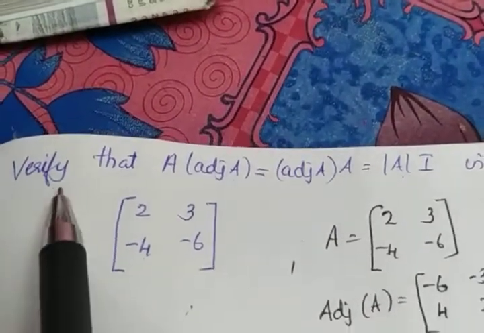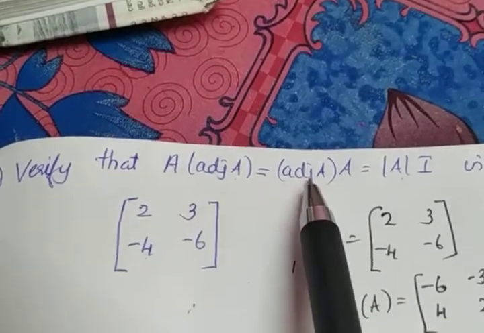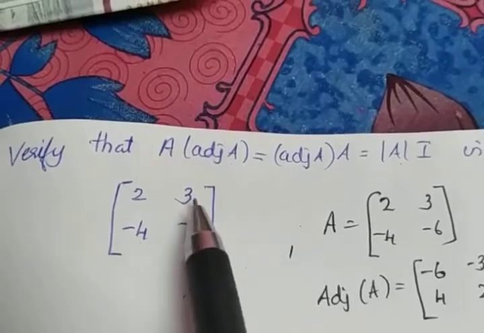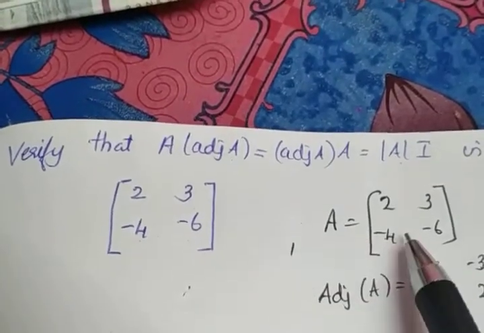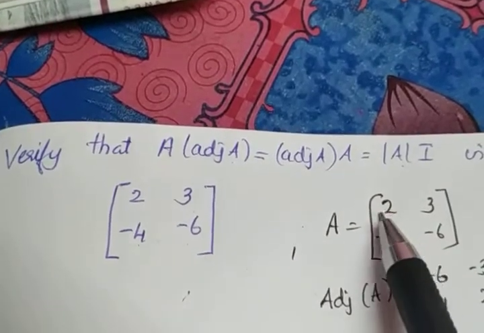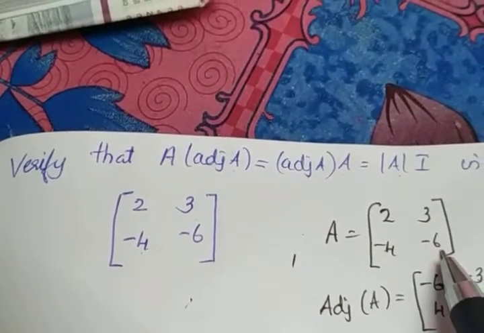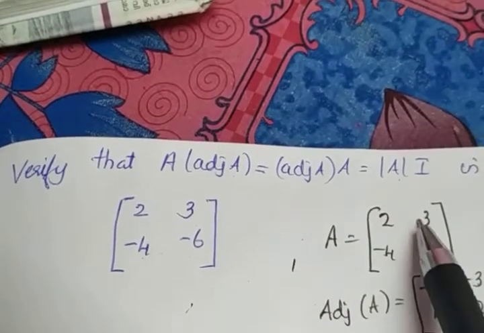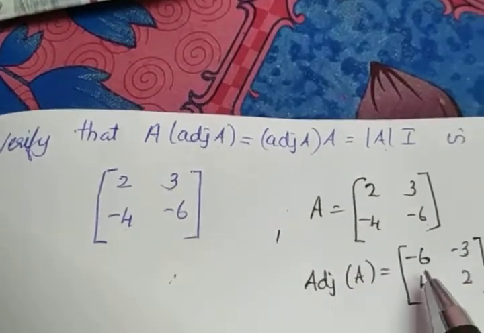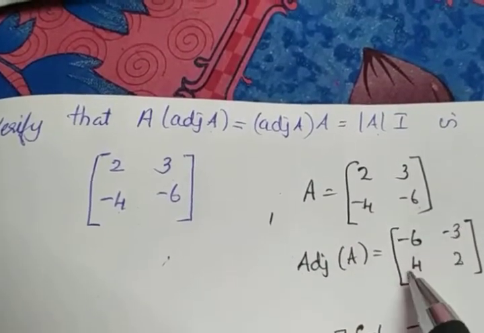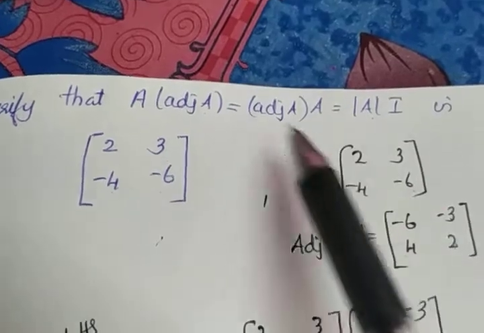Now we have a question. Verify that A into adj A is equal to adj A into A is equal to det A into I, and the matrix is given as 2, 3, minus 4, minus 6. So I gave the name for the matrix as A. As it is a 2 by 2 matrix, it is very easy to calculate the adjoint. How? Just interchange the main diagonal elements and change the sign of the off diagonal elements. So adj A becomes minus 6, 2 in the main diagonal elements and minus 3, 4 in the off diagonal elements.